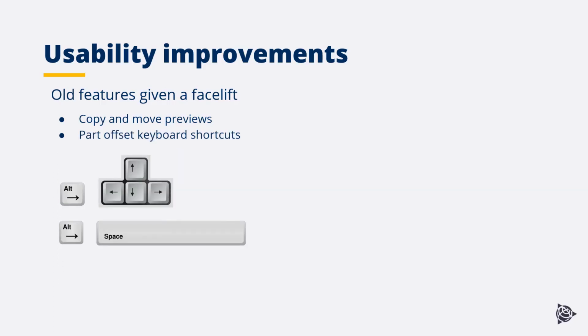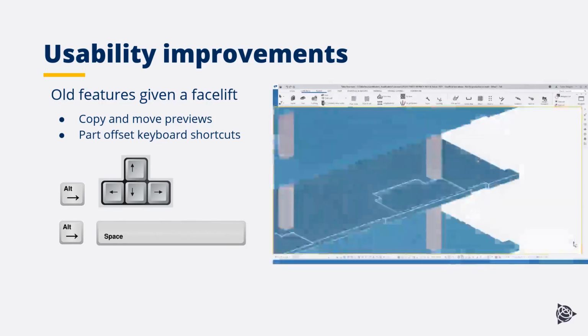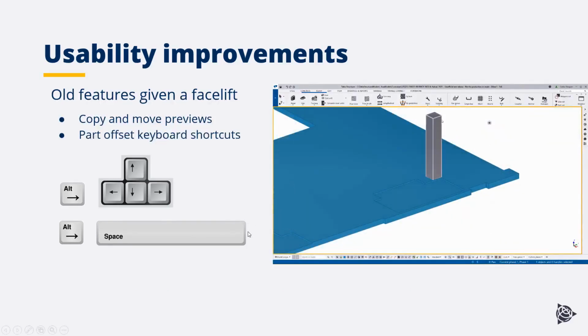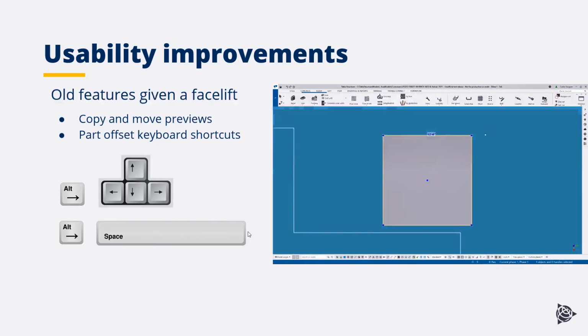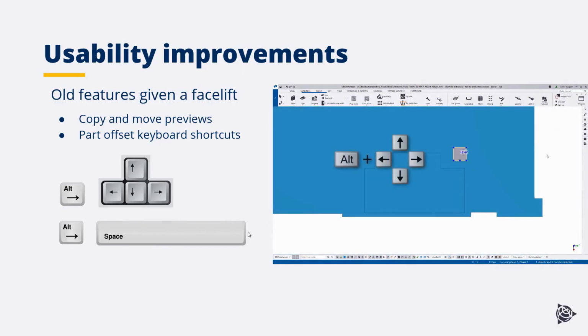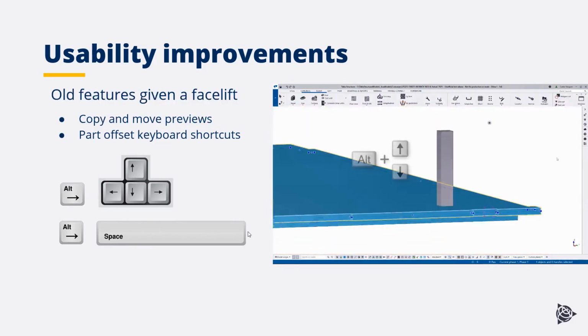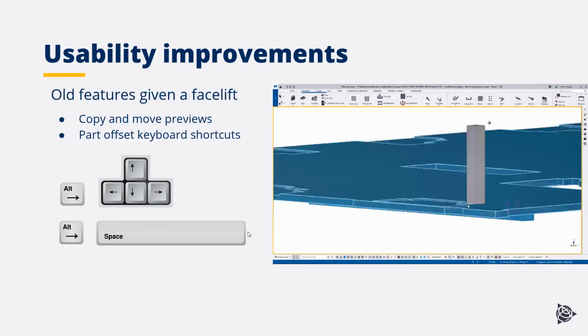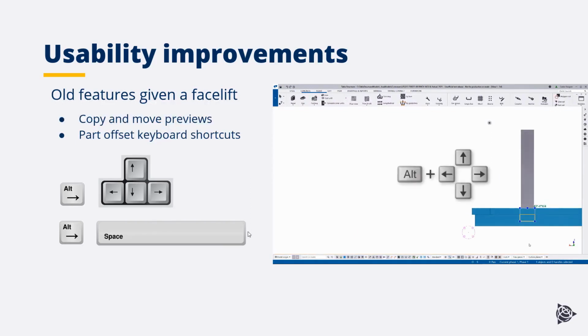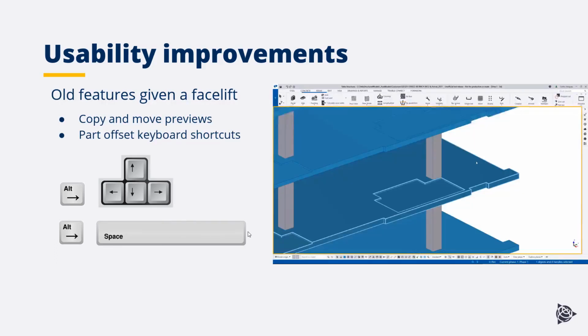We have also added convenient shortcuts to control the rotation and offset of parts. To give a small preview of how this works, I'm selecting a column, and using Alt and the arrows on your keyboard, I can offset the column as I want to. Same with the slab. Previously, we would have had to control this from the side pane, which was pretty much guesswork. Using Alt and space, I control the rotation along the handles that created the part.